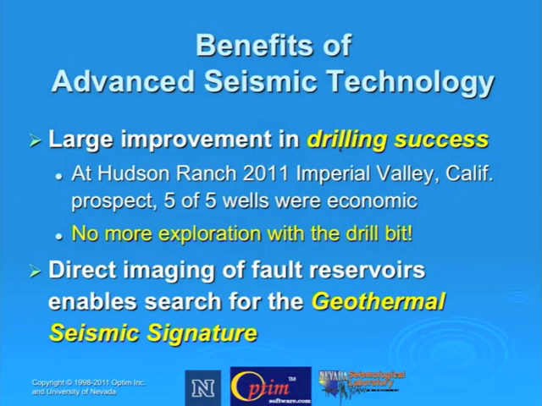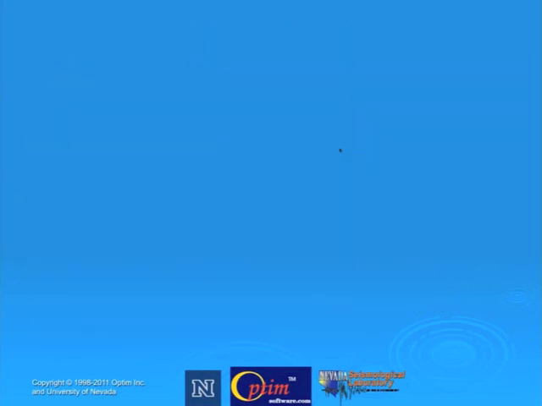Now that we can do direct imaging of the fault reservoirs that the geothermal fluids sit in, we can start to search for the geothermal seismic signature, with these attributes, with this AVA, with this AVO. And much appreciate your attention. This has been a lecture on the real world application of seismic reflection for energy resources right here in Nevada.